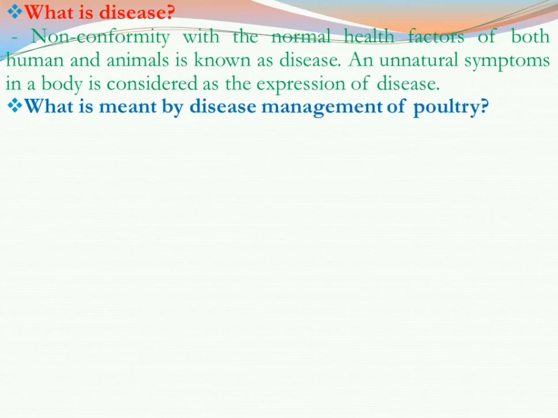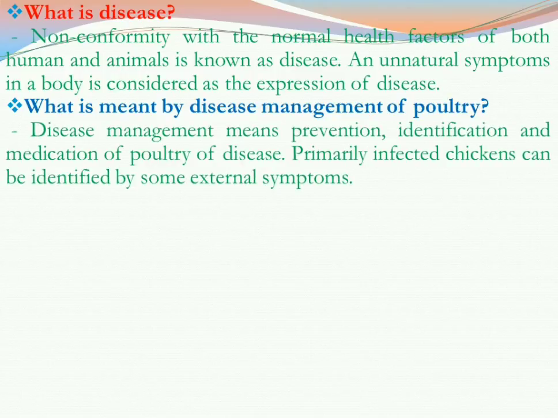Now let us know about disease management of poultry. Disease management means prevention, identification and medication of poultry disease. That means we have to take preventive steps. Then if any disease breaks out, we have to identify which chickens are already infected, and then we have to give medication to that poultry.